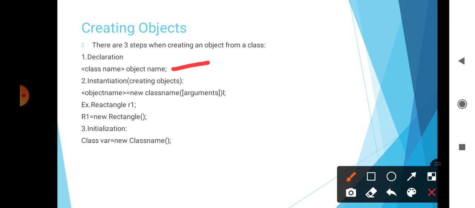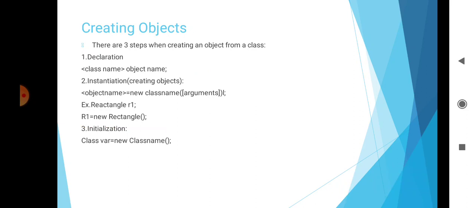For example, a Rectangle: R1 is equal to new Rectangle. Here R1 is equal to new Rectangle is the instantiation, or creation, of the object. Then the third step is initialization: class var is equal to new class name semicolon.